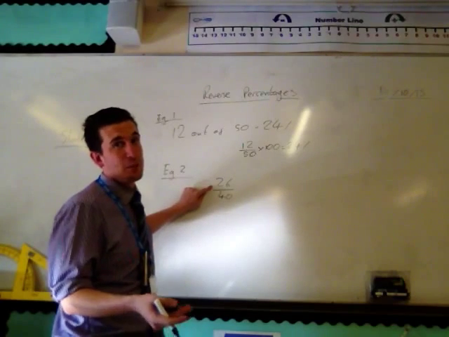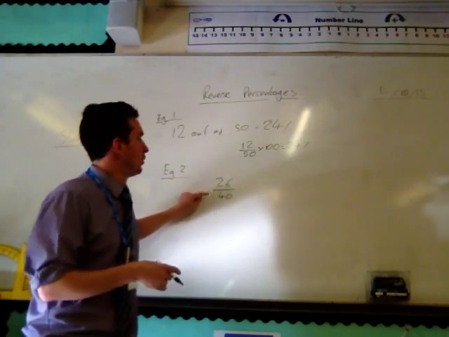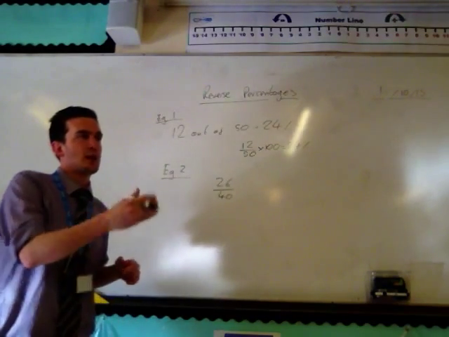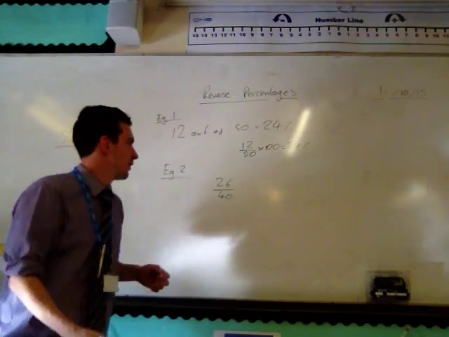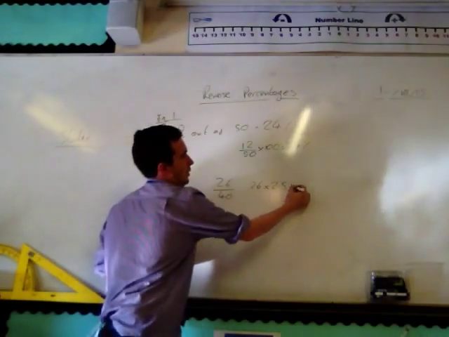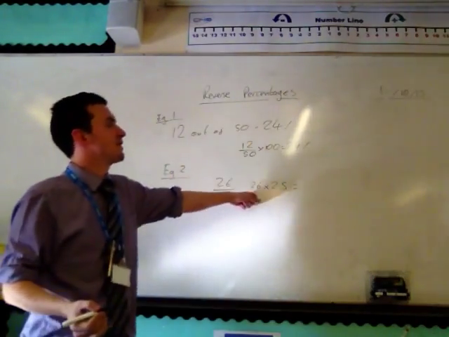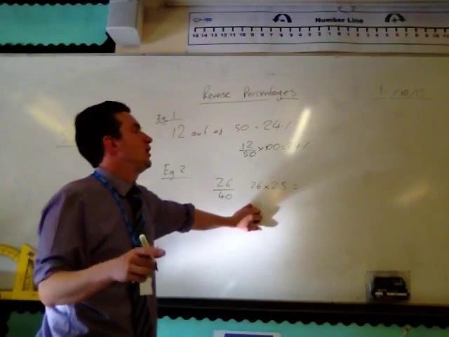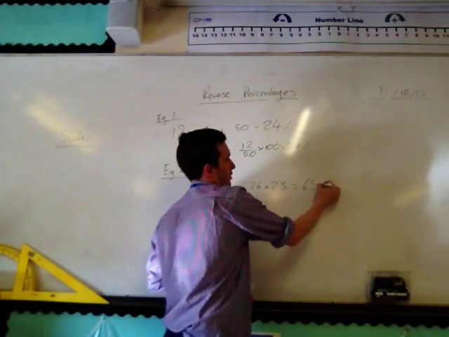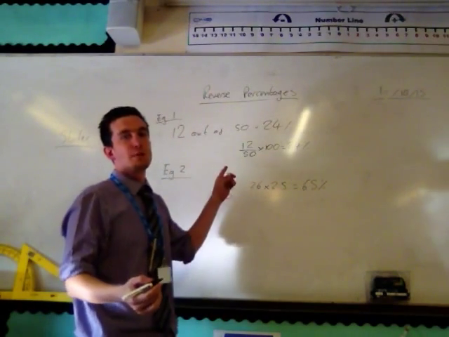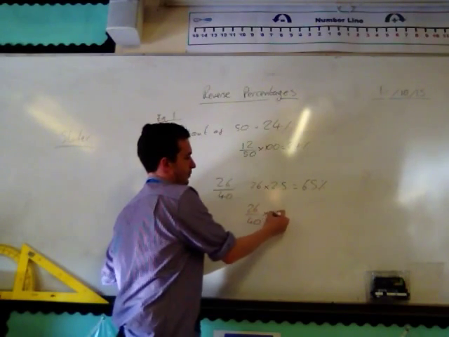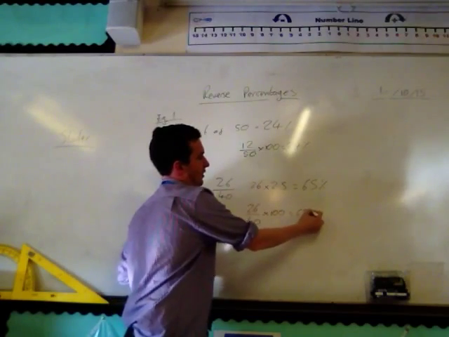I'll probably go into more detail about this. This is one you probably use a calculator for. But if we can recognise that 40 goes into 100 2.5 times, then 26 times 2.5 is going to give us our percentage. 26 times 2 is 52, add 13 is 65. So that's actually 65%. If we were using a calculator, we do the same as the one above: 26 over 40 times 100, and that would hopefully give you 65%.